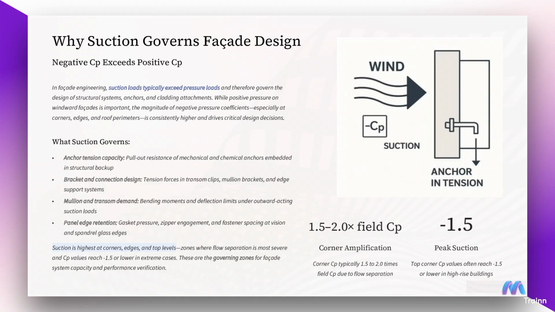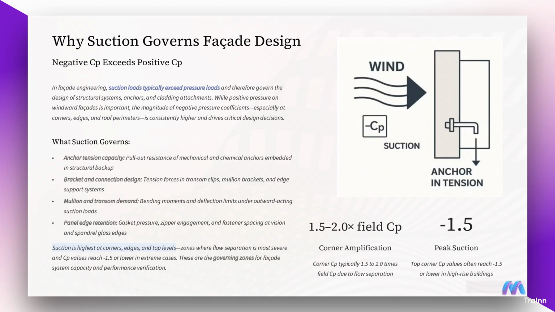Panel edge retention: gasket pressure, zipper engagement, and fastener spacing at vision and spandrel glass edges. Suction is highest at corners, edges, and top levels, zones where flow separation is most severe and CP values reach minus 1.5 or lower in extreme cases. These are the governing zones for facade system capacity and performance verification.